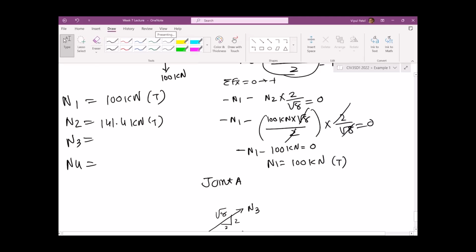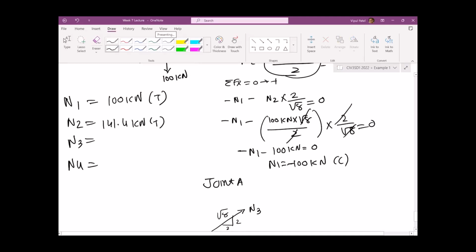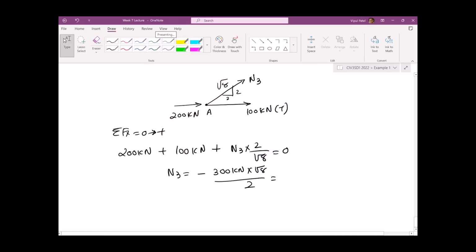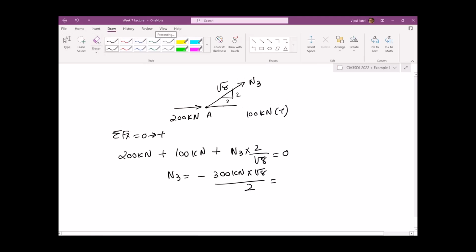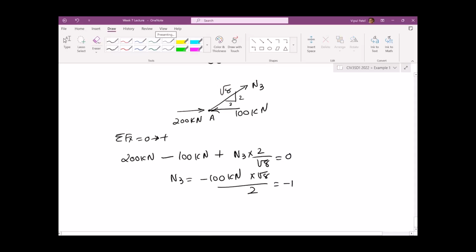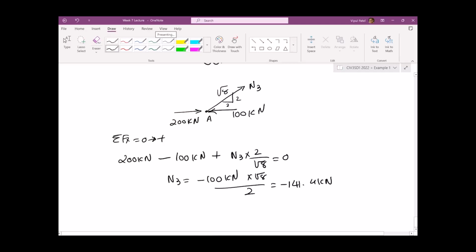What happened here? Oh, that would be minus. So N1 would be minus. Please take a note. So N1 would be minus, and that would be compression. So if I have it as compression, then this will go this way, and that is 100 kilonewtons. Then in that case, this would be minus 100 kilonewtons times 0.8 divided by 2, you get minus 141.4 kilonewtons compression.